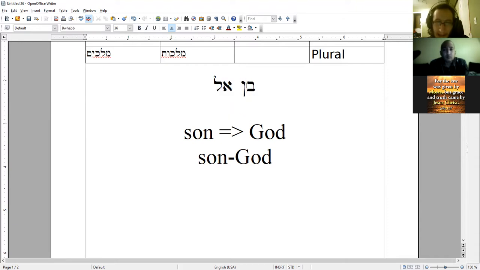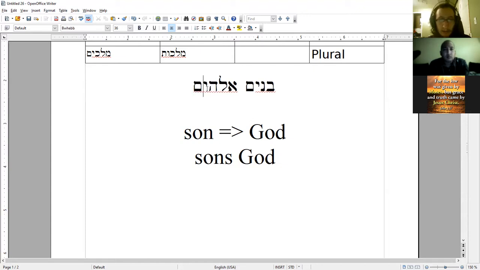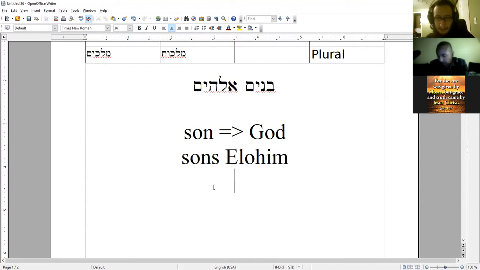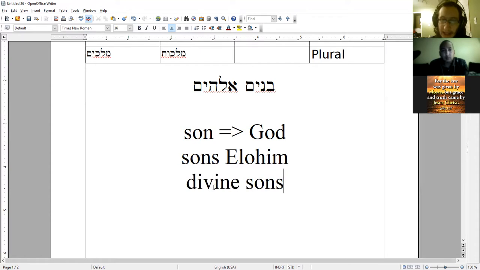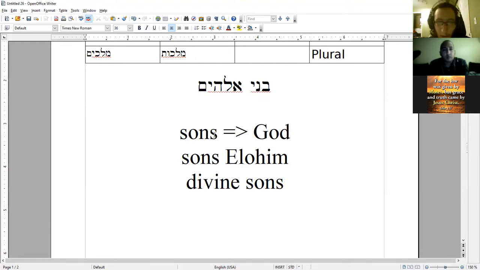However, what happens, interestingly enough, is when it's plural, normally the plural would be Banim El. So that would be sons God, which interestingly, let's do Elohim. So sons God or sons Elohim. So is it saying divine sons? Or is it saying sons of God? Well, if you're saying sons of God, you actually have to remove the mem. You get rid of the letter M. And instead it's Bani Elohim. So now it's a combined thing. So now it's sons, arrow, Elohim.